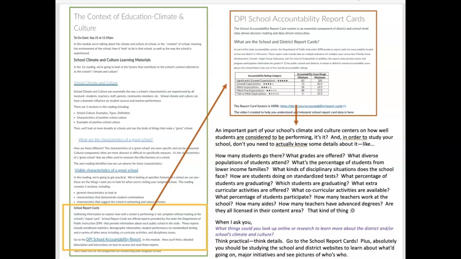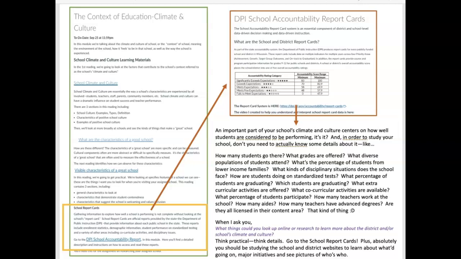students go there, what grades are offered, what the populations of diverse students are, what's the percentage of students from low-income populations, what kind of disciplinary problems exist, how students are doing on standardized testing, the percentage of students that are graduating, those that are going on to college, what extracurricular activities, how many teachers work there, what the qualifications of the teachers are, all of it. You can find that here.